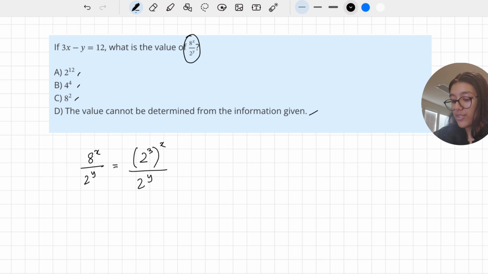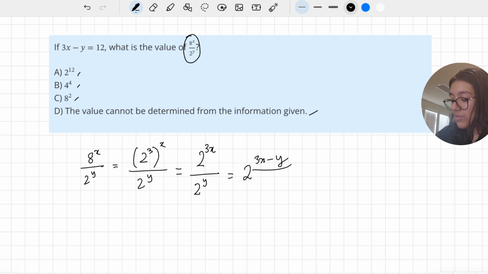And the reason I wrote it this way is that we have a 2 in the numerator and a 2 in the denominator as a base. So now we have 2 as a base. We can rewrite the top part as 2 to the power of 3x, and we have 2 to the power of y down below. Next, this can be further simplified into 2 to the power of 3x minus y. Now, we see a little correlation.